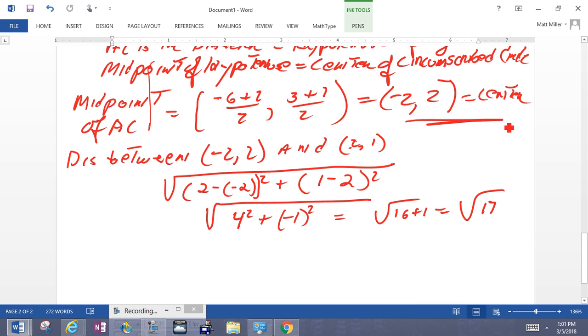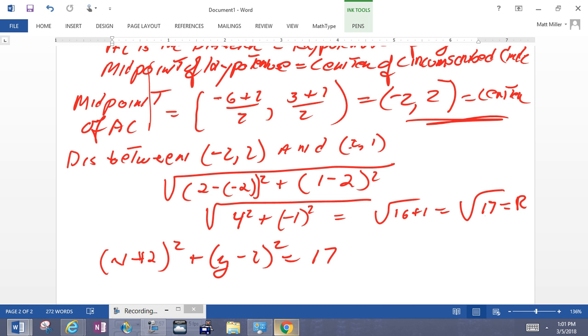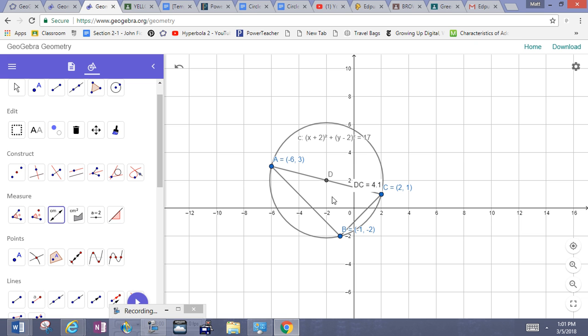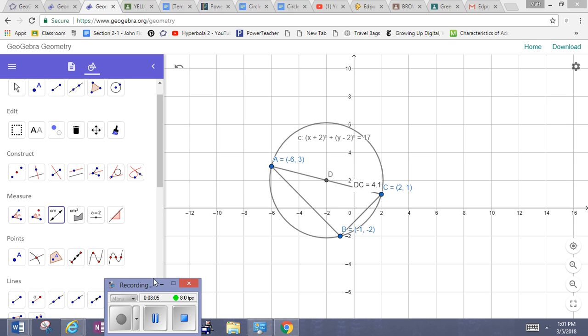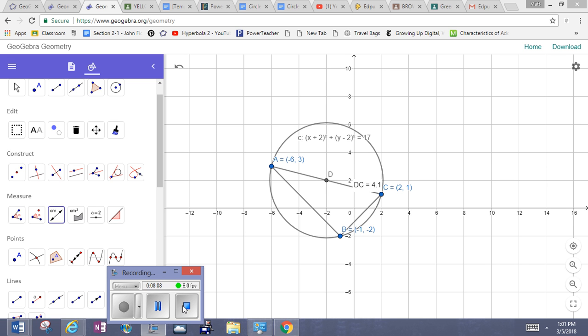So lo and behold, I've got all the ingredients I need. I've got my center, and I've got my radius. So I can go to my equation of the circle, which says x minus the x coordinate of the center, minus a negative 2 is plus 2, squared, plus y minus 2 squared, again, is equal to r squared. R is equal to the square root of 17, so r squared is equal to 17. And we just confirm that that's exactly what GeoGebra found for us. So we're pretty solid on this. That's another good example for you, and that'll do it.